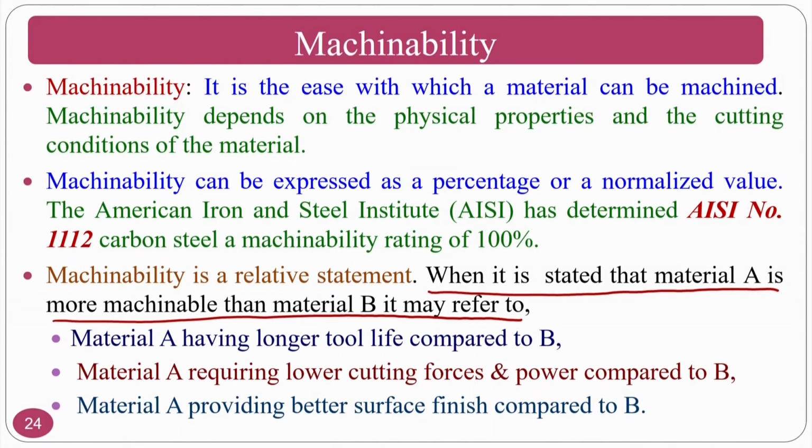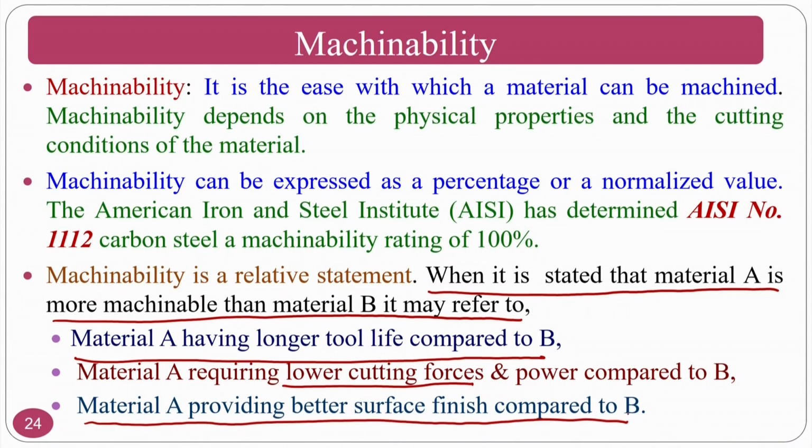So if material A has a longer tool life compared to B, then you can say that material A is easier to machine. If material A requires lower cutting forces and power compared to B, then I can say material A is easily machinable, or the machinability of material A is good. If material A is providing a better surface finish compared to B.